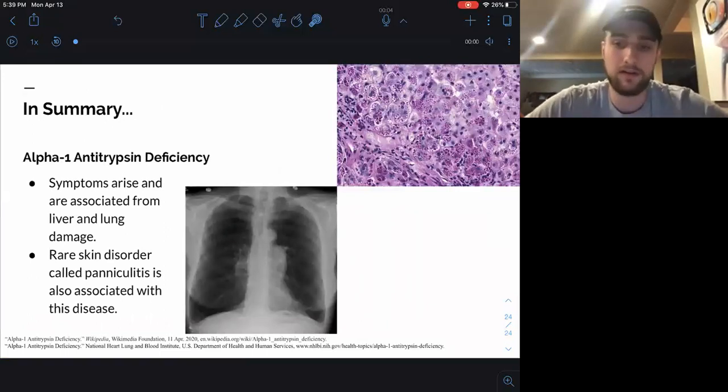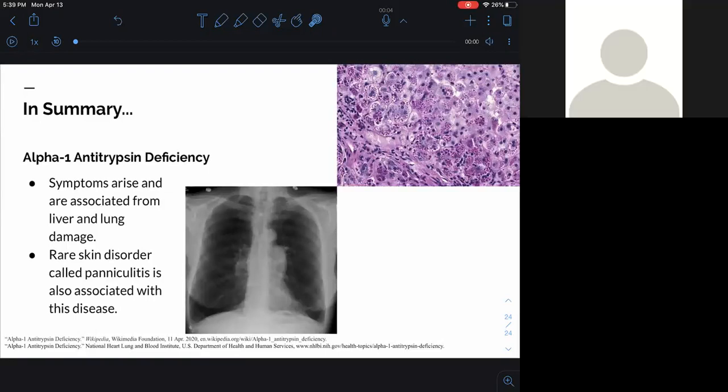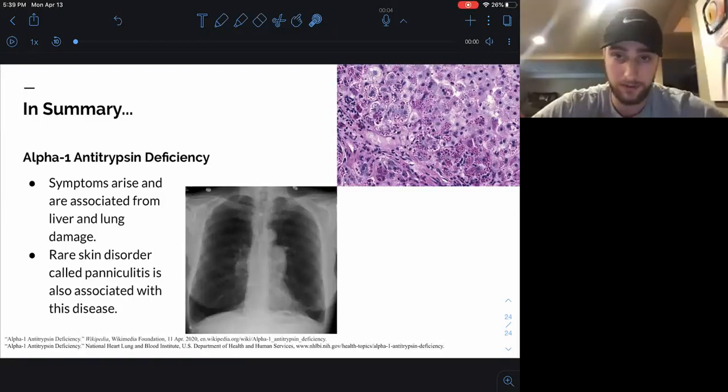Approximately 10% of infected infants and 15% of adults with AATD develop liver disease and/or cirrhosis. This is the most common genetic diagnosis in children, and several symptoms also arise because of this, associated with liver and lung disease. Another rare symptom is panniculitis, which is a rare skin disorder.